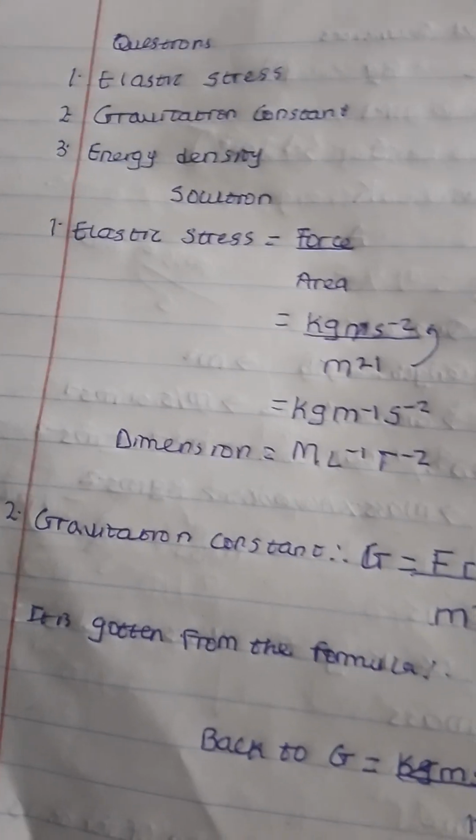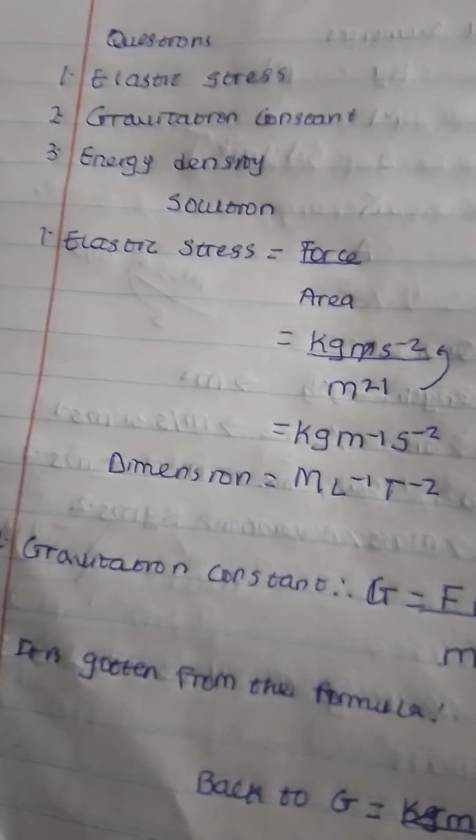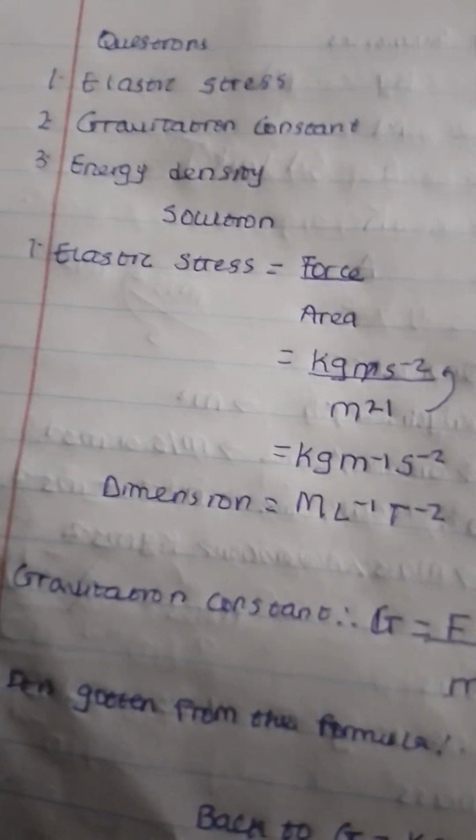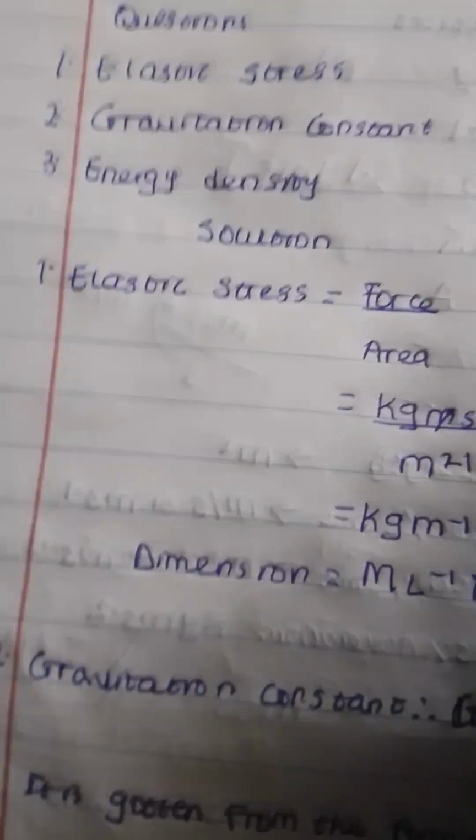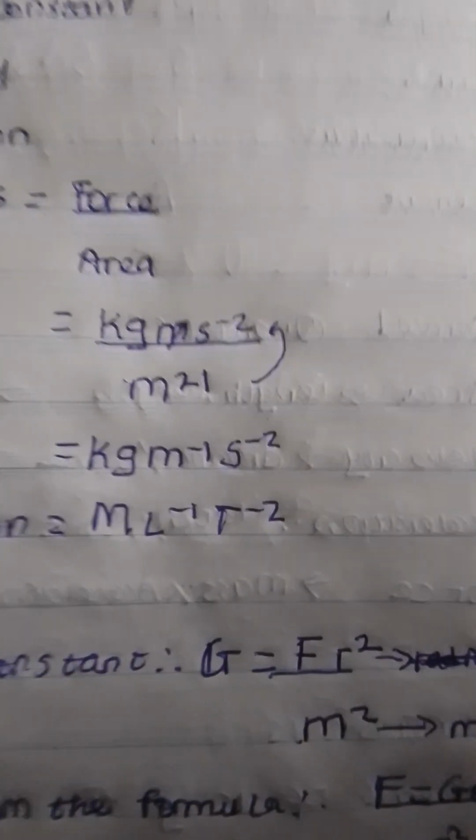So the formula for elastic stress is force over area. How will you know this formula? By reading your book and by solving questions. So what is force in the question we solved before? Kg meter per second squared. Notice the unit of force can also be called Newton.